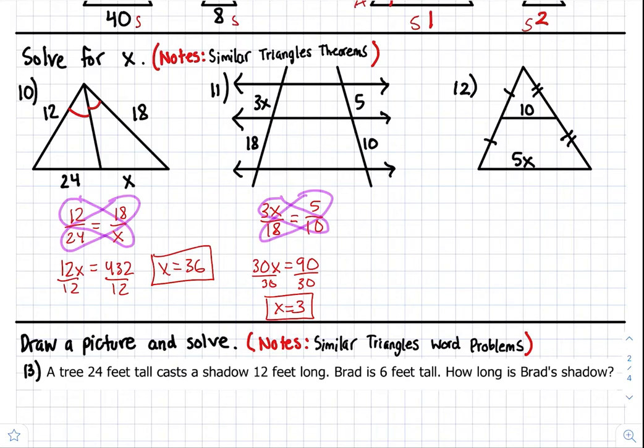Number 12. Okay, so remember, when this segment connects the midpoint of this side and this side, you guys, then this is double of that. So what we can do is double 10, and that's going to equal this segment. So double 10 is equal to 5x. 20 equals 5x. Divide both by 5. X is going to equal 4, which makes sense because 4 times 5, you guys, is 20, and 20 is double of 10.